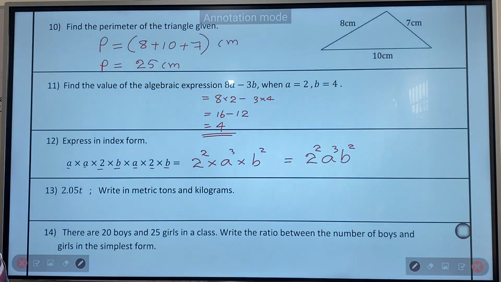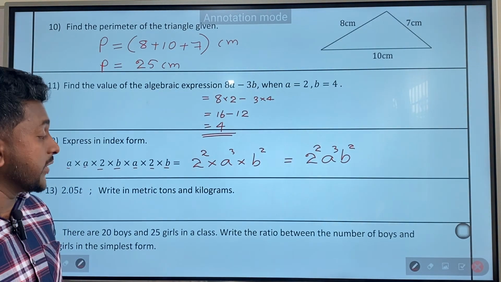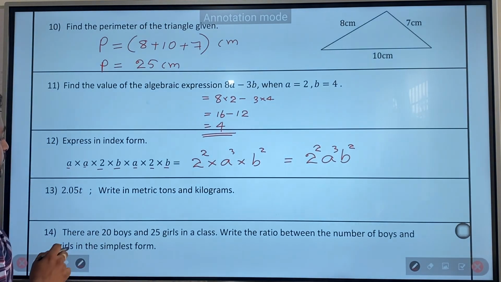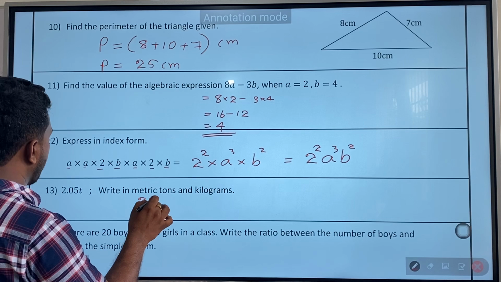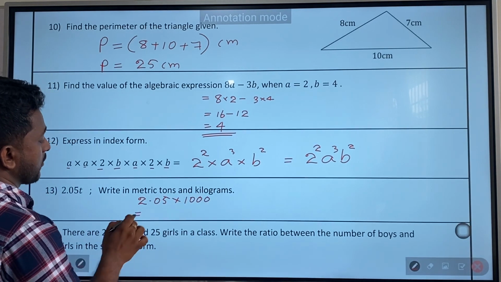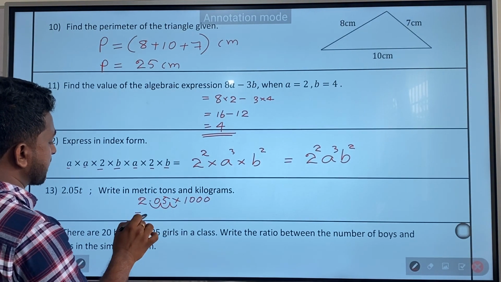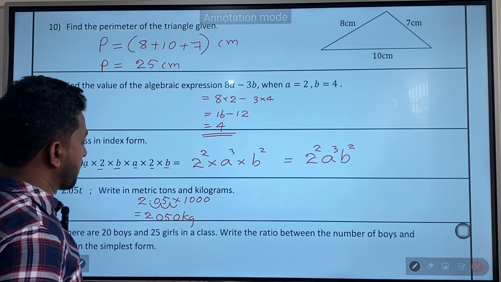Write in metric tons and kilograms. 2.05 ton. How many kilograms are there in 1 ton? 1 ton equals 1000 kilograms. So, to convert that into ton and kilogram, first we can multiply 2.05 by 1000. Now, when we multiply that by 1000, the decimal point should go backward 3 digits. That means 2050 kilograms.